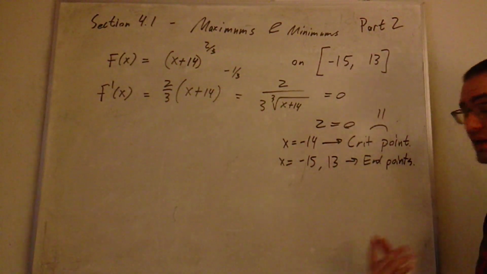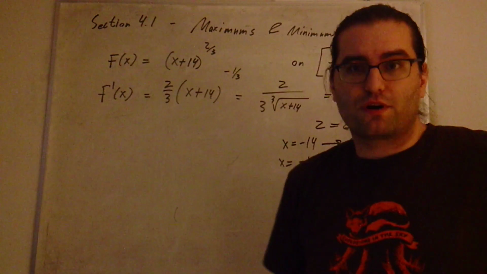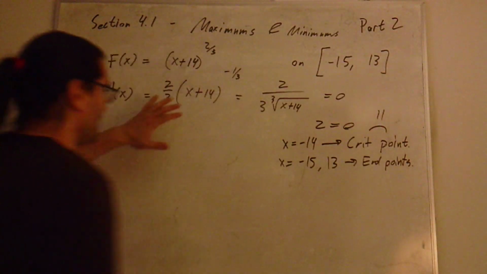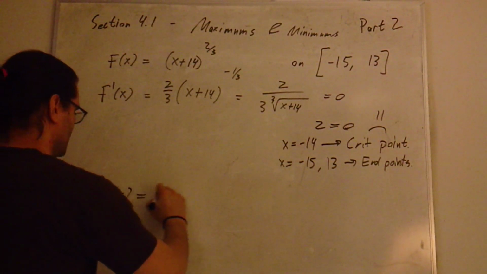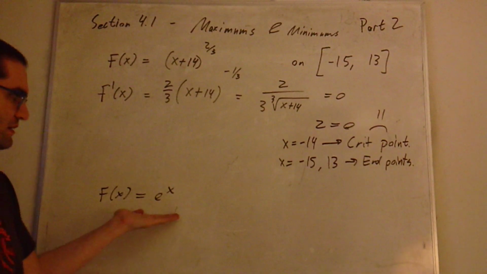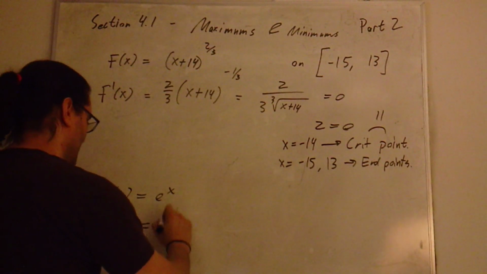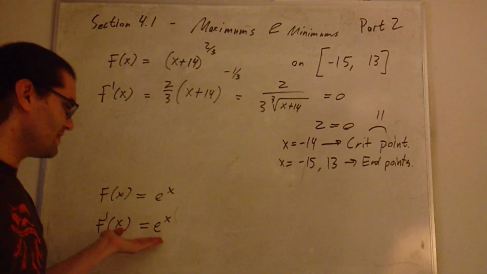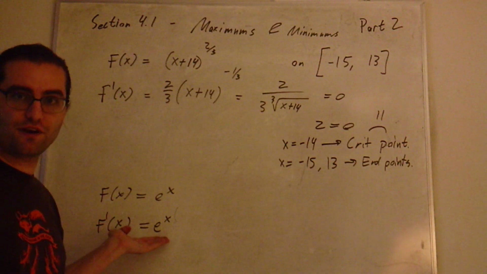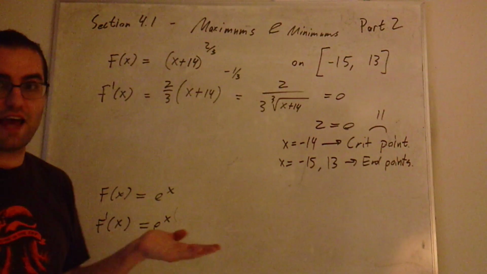So, again, sometimes you'll end up in situations where there aren't any critical points. That happens with stuff like f(x) equals e^x. The derivative is e^x, which, again, we remember from pre-calculus, is never equal to 0, and it's never undefined. f(x) equals e^x has no critical points.